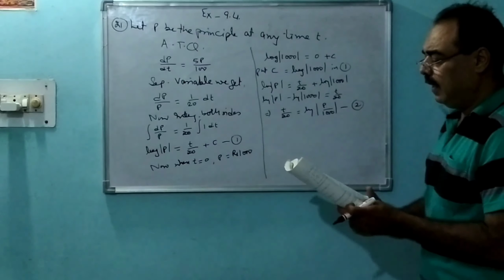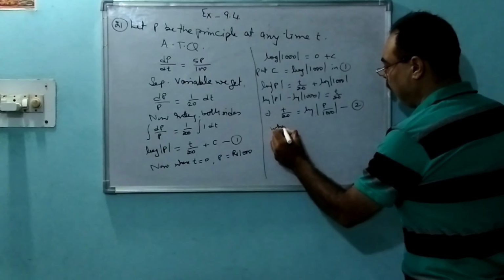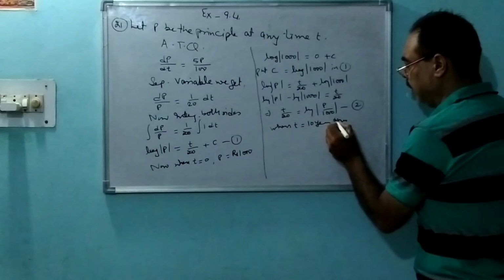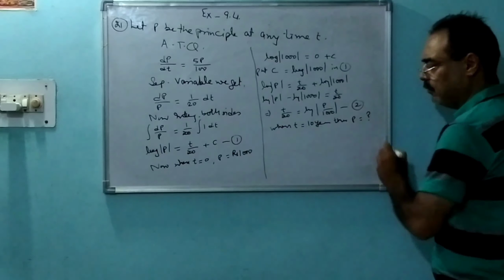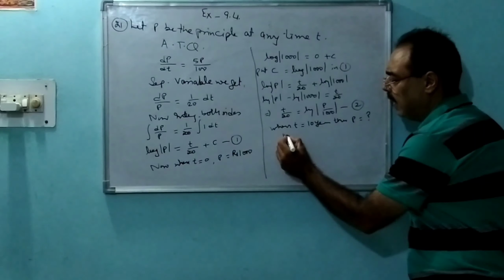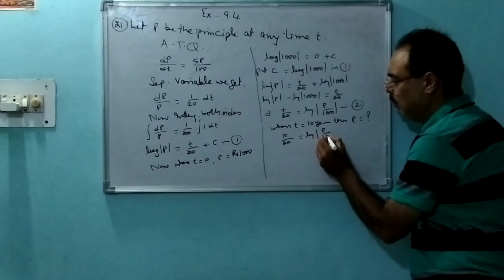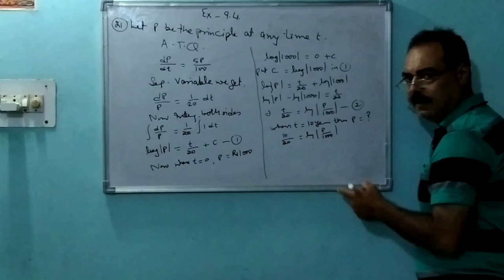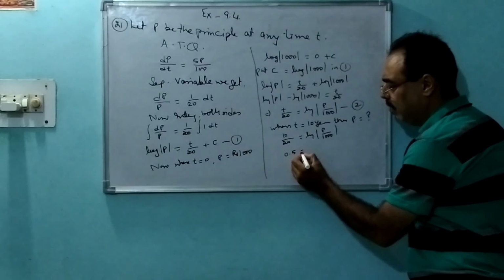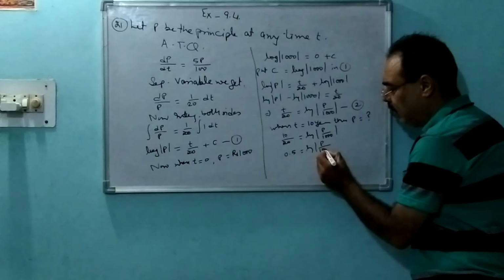Now he said, okay, how much will it be worth after 10 years? When time is 10 years, then what will P be? We have to find this out. So put this value in this equation. It becomes 10 upon 20 is equal to log of P upon 1000. It becomes 1 upon 2, that means 0.5 is equal to log of p upon 1000.